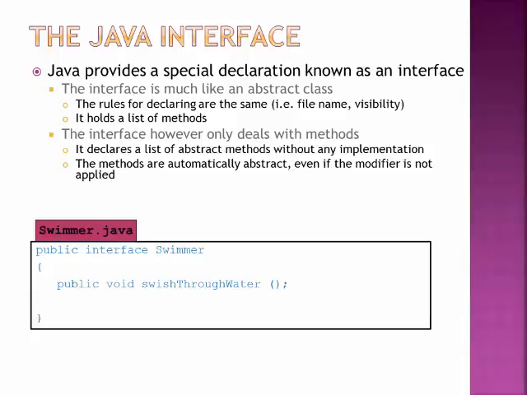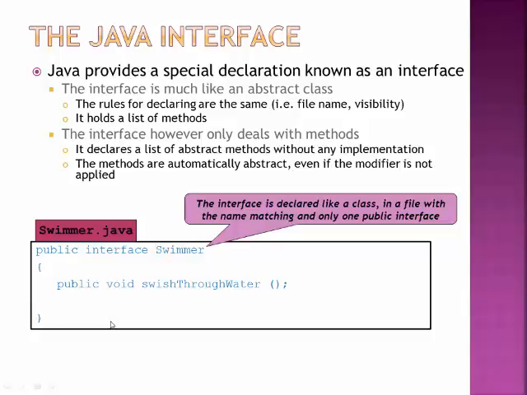So you can see the method here has no implementation. It ends with a semicolon. Swish through water, whatever parameters you want to pass through there, and end. And so this is essentially an abstract method. Just like we saw before, abstract classes have abstract methods. I don't have to state it as being abstract. It just is because it's in an interface.